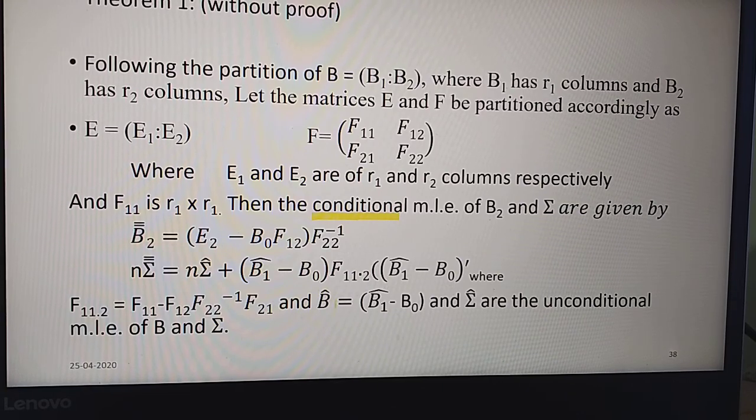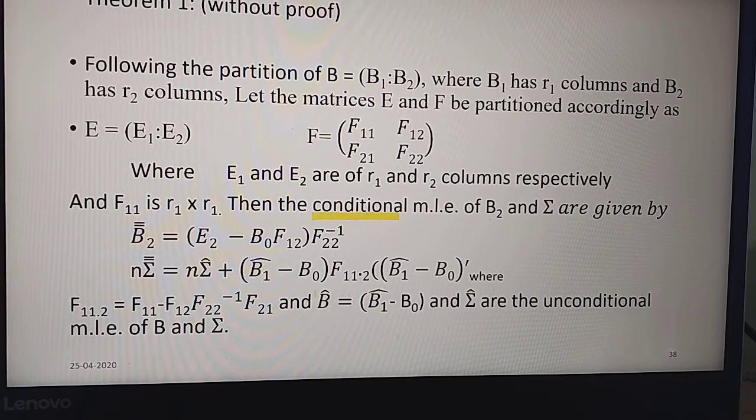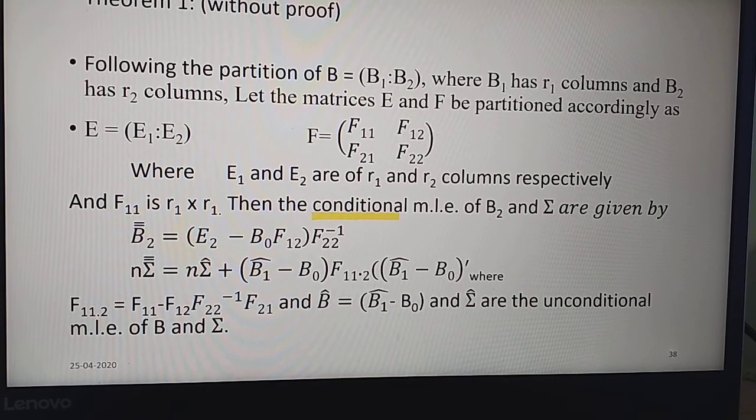Without the assumption of the hypothesis, we have the unconditional MLEs of B and sigma. The unconditional MLE B cap is equal to B1 cap minus B naught, and that of sigma is sigma cap. We know this is also the notation for the unconditional MLE of sigma. These two are used in the conditional MLE N sigma double cap. So this is the theorem, but we will not do the proof. We will simply understand how we have obtained these estimates, the MLEs of B2 as well as sigma double cap and sigma.